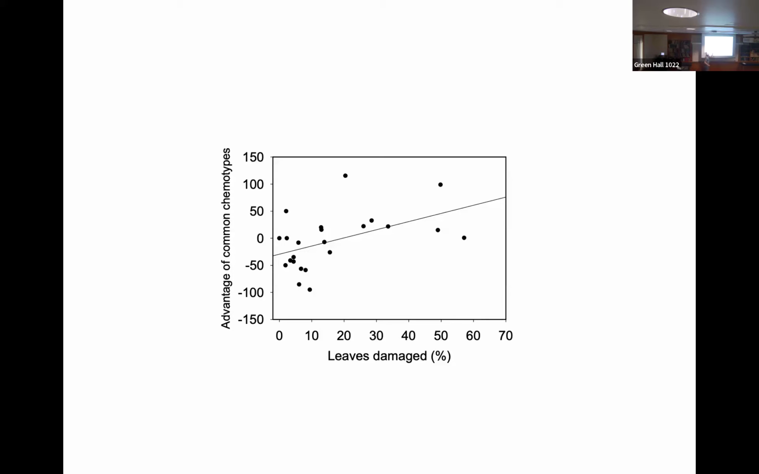So at places where there's lots of damage, it's good to be of the common chemotype, presumably because that allows you to eavesdrop on your neighbors and gear up your defenses when they need to be geared up. There's no particular advantage to being of the common chemotype when herbivory is not very likely. So that's consistent with the idea that the convergence of chemotypes might be favored when rates of herbivory are really high.